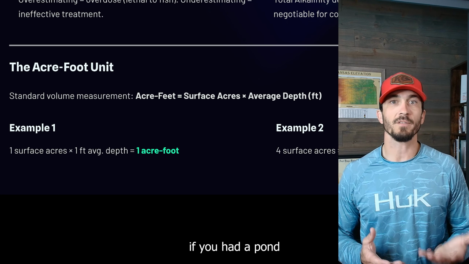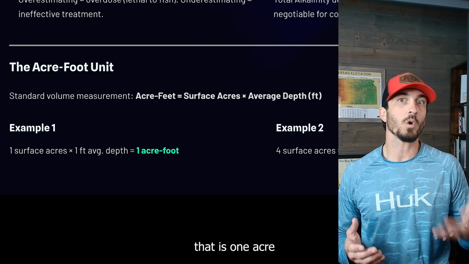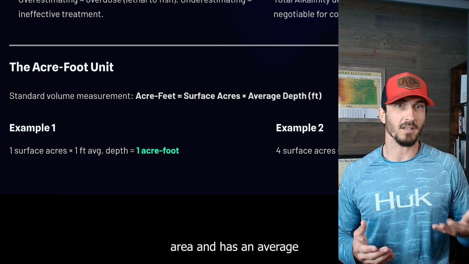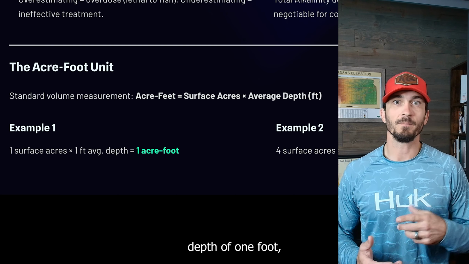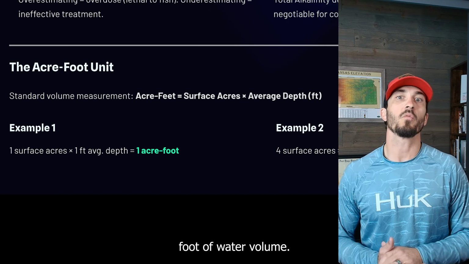For example, if you had a pond that is 1 acre in surface area and has an average depth of 1 foot, there is 1 acre-foot of water volume.